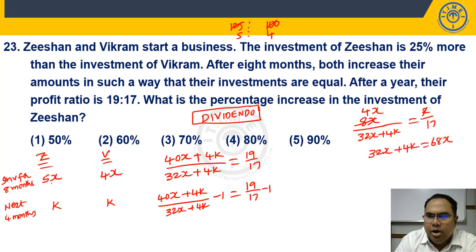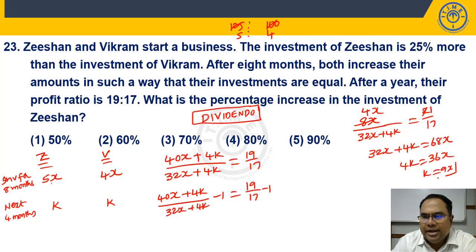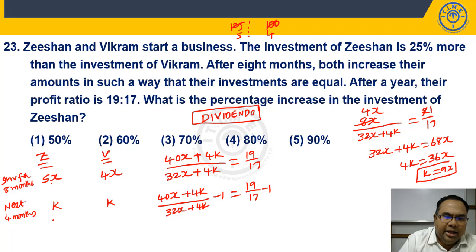You understood this? So 1 part is 4x, 17 parts 68x. So 4k is equal to 36x, k is equal to 9x. So after increasing, the totals are becoming equal. That means this is 9x, this is also 9x. Initially it was 5x, now it is 9x. That means it is increased by 4x.